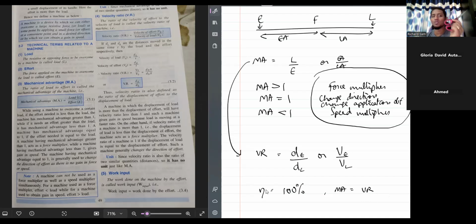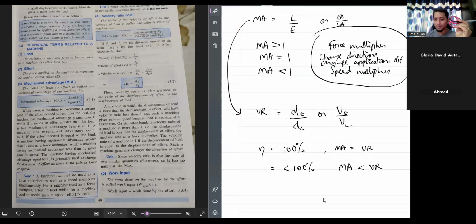But there is no machine which is 100% efficient. A machine that is 100% efficient is an ideal machine. That's what everybody wants. But every machine that we have is an actual machine which has lesser efficiency, less than 100%. In such a machine, the mechanical advantage will always be lesser than the velocity ratio. Velocity ratio will be fixed. If it's 5, it's 5. But mechanical advantage won't be 5. It will be 4 or 3, something lesser than velocity ratio.